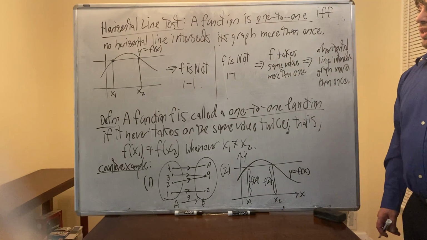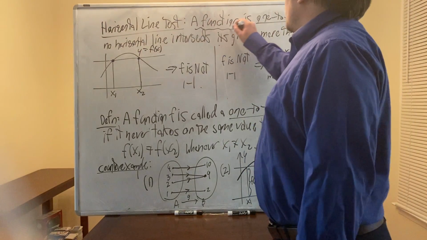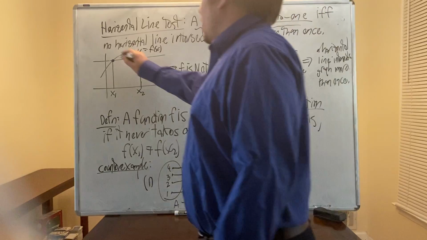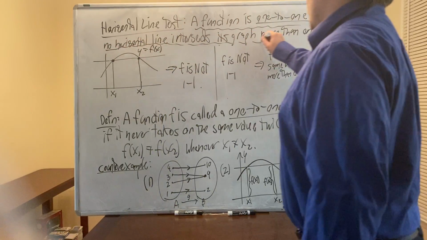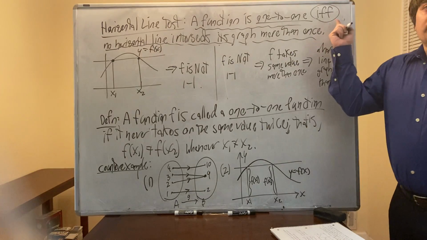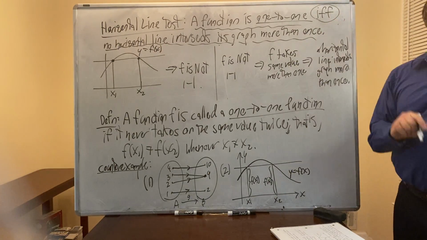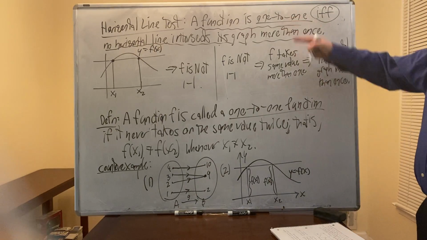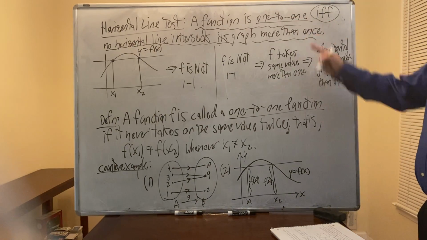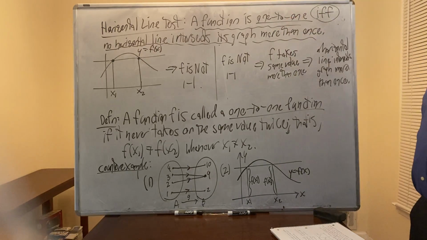So that's just illustrating what the horizontal line test says. Again, it says that the statement a function is one-to-one has the same truth value as no horizontal line intersects its graph more than once. The IFF is short for if and only if. It means that if you have one statement if and only if another statement, those two statements are logically equivalent. It means they have the same truth value.